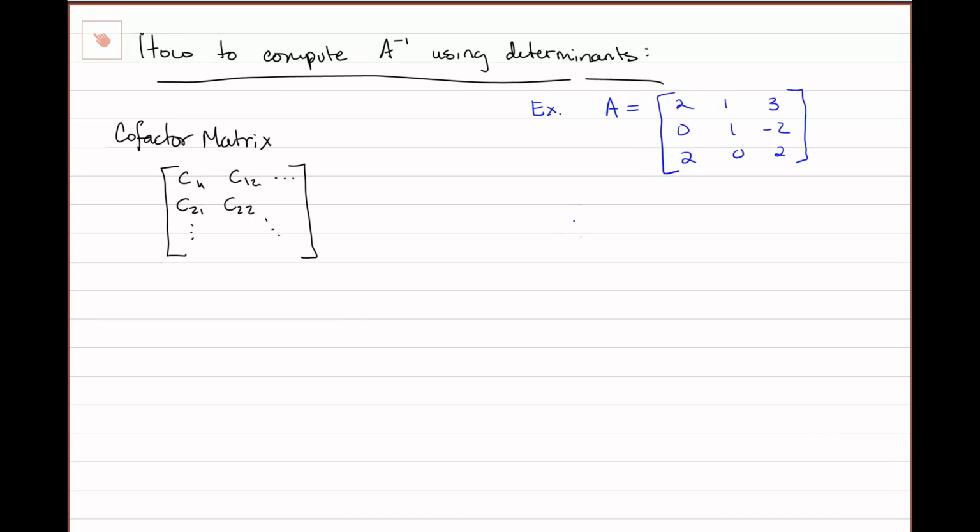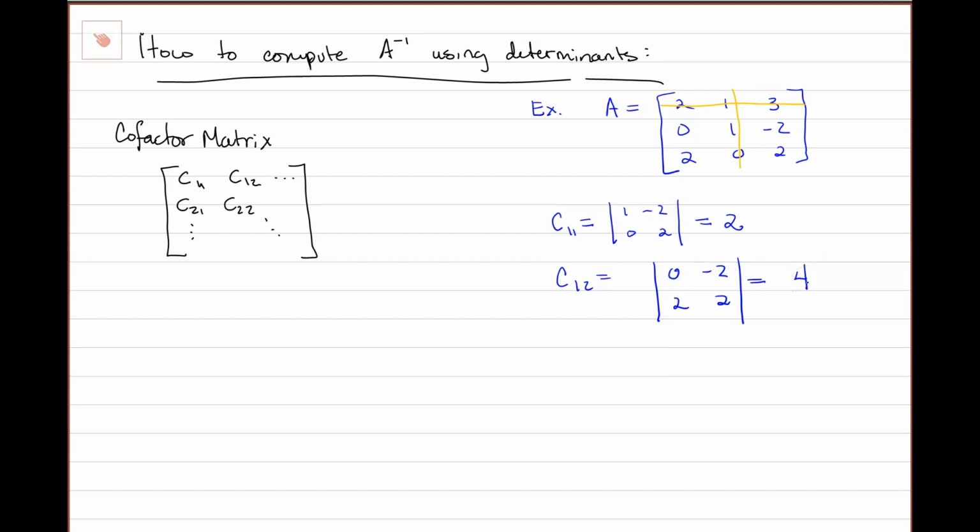And to compute the cofactors, we need to do the following. For C11, remember the cofactor is what we get when we cross out the column and the row that the indices indicate and then compute the determinant of what's left. So for 1, 2, I would cancel out the first row and second column. So the determinant I need to compute is 0, minus 2, 2, 2. And that determinant is 4.